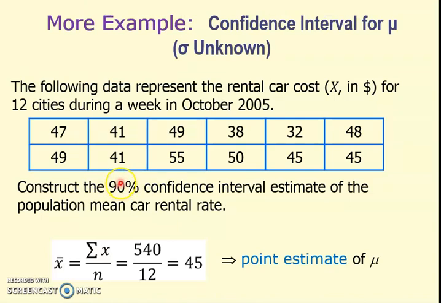Another example, we are given data for rental car costs for 12 cities. So this is 47 until 45, and we need to construct a 95% confidence interval. So we need to find the information for the point estimate, which is the x bar. So the sample statistic x bar is the summation of x divided by n. So summing up all of this, 47 plus 41 plus 49 until 45 divided by 12, so you have 540 divided by 12, so you get 45. So this is the point estimate for mu.